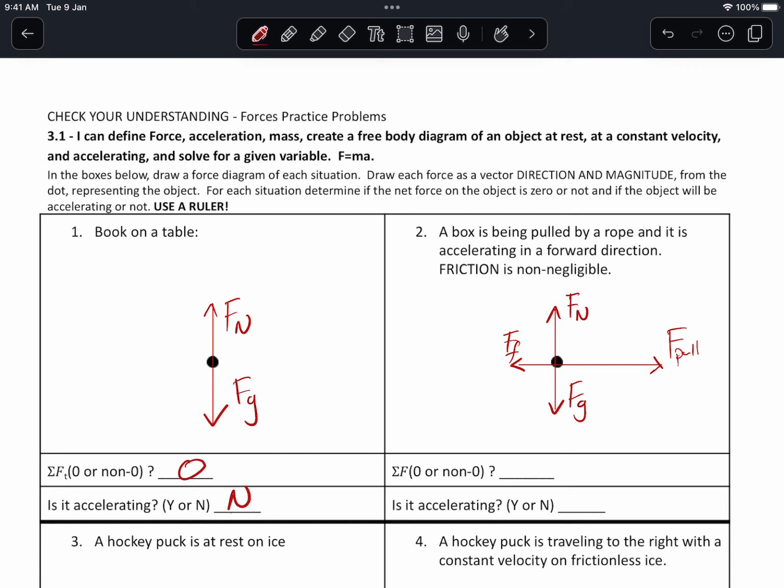Are the sum of all forces equal to 0 or non-zero? These are non-zero, so F is equal to ma. Really, the sum of all forces is equal to mass times acceleration. Is it accelerating? Yes. Well, it says it's accelerating in the description.